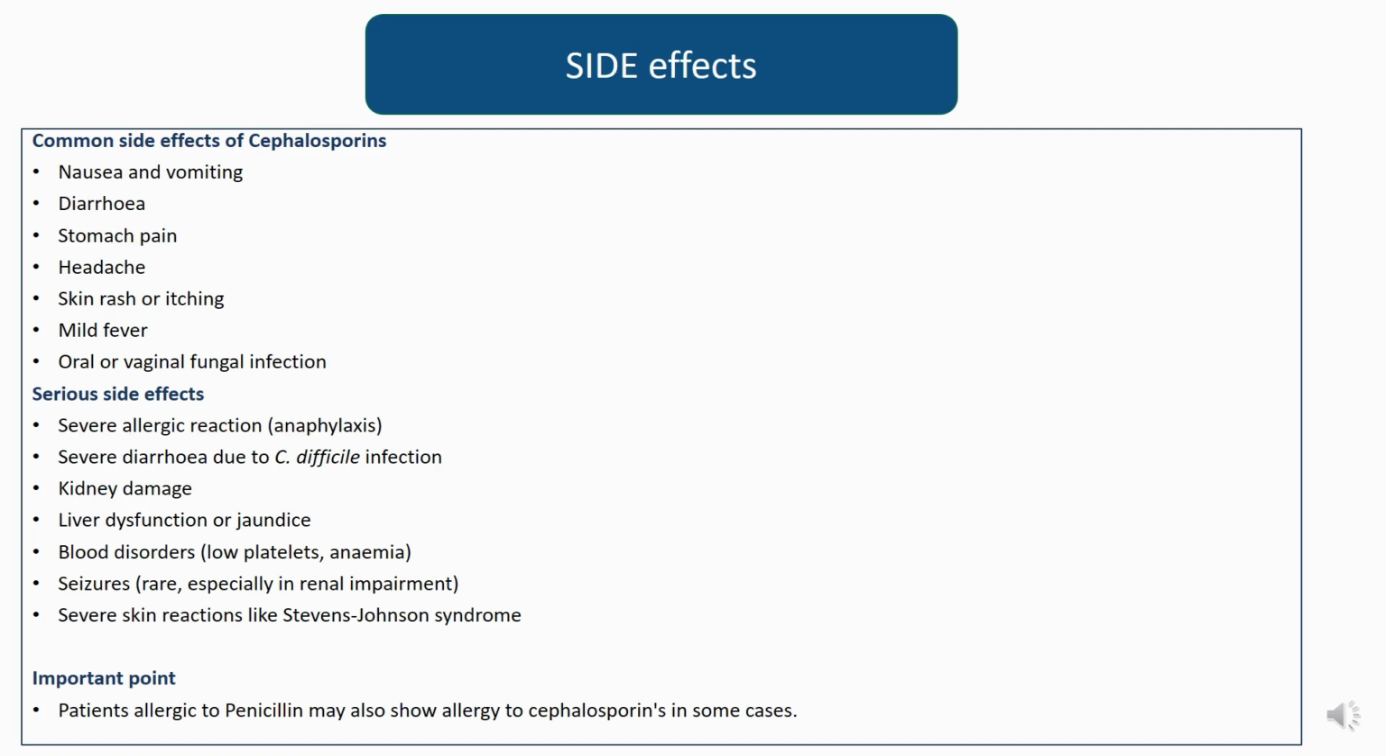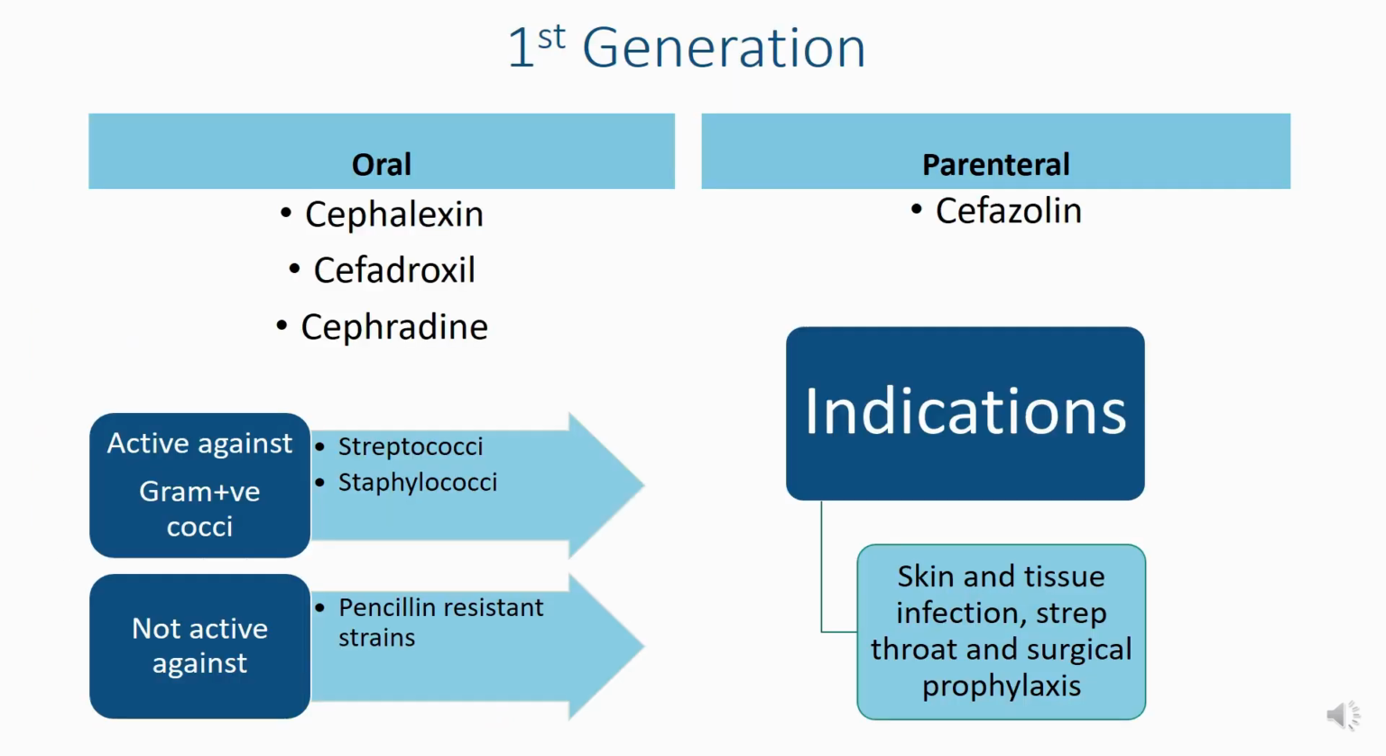The most common side effects of cephalosporins include nausea, vomiting, diarrhea, stomach ache, headache, skin rash or itching, mild fever, and oral or vaginal fungal infection. Serious side effects include severe allergic reaction, anaphylaxis, severe diarrhea due to Clostridioides difficile infection, kidney damage, liver dysfunction or jaundice, blood disorders, seizure and severe skin reactions like Stevens-Johnson syndrome. An important point is that a patient allergic to penicillin may also show allergy to cephalosporins in some cases.